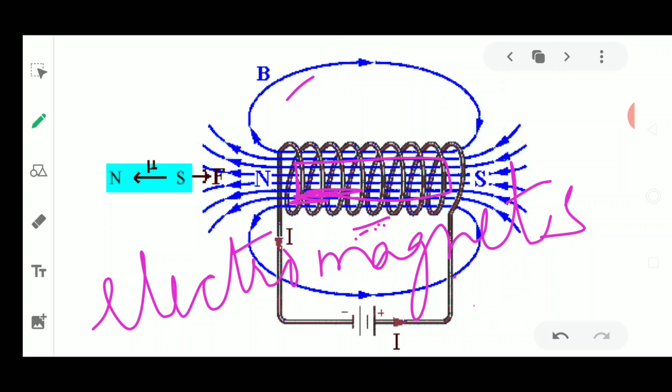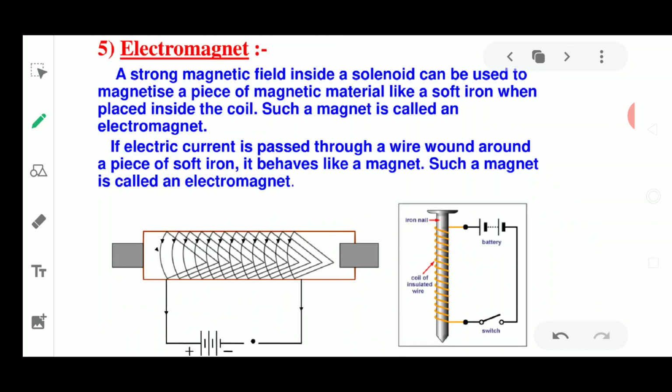Now whenever you take out this bar of soft iron core, it is going to behave as a small magnet for some time. Until the time the electricity is flowing, this iron piece is going to act as an electromagnet. Once the electricity is switched off, it is going to behave normally as an iron piece. That is how electromagnets are prepared.